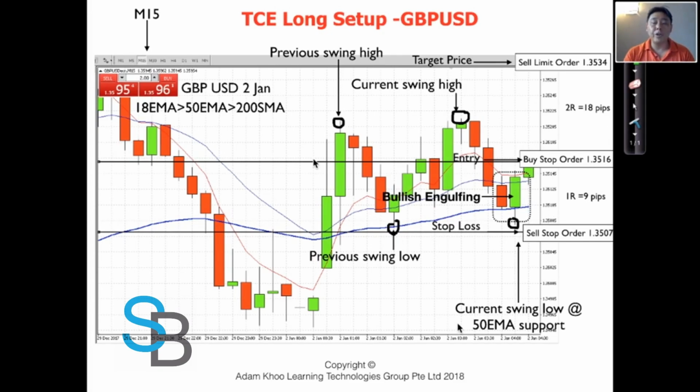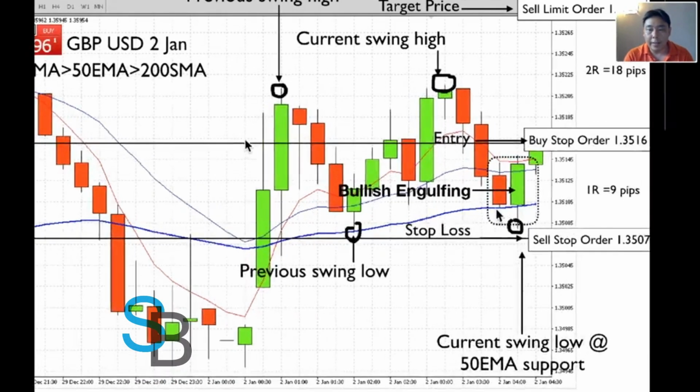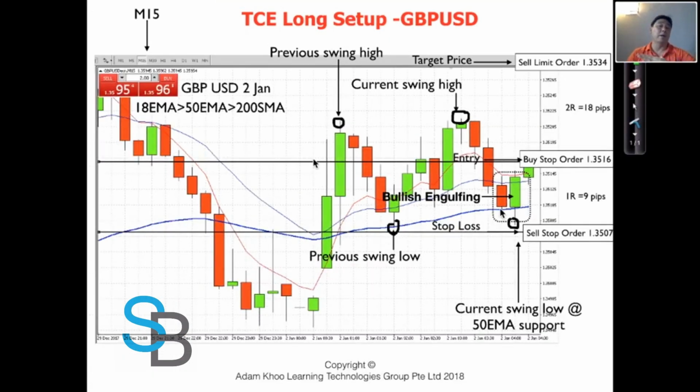Next, moving averages are in sequence, right? So the 18 moving average, this blue line, is above the 50 moving average, and the 200 moving average is below. We've got all that in sequence, and we need to check that the current swing low is at a reliable support level. In this case, it is at the 50 EMA. You can see the 50 moving average acts as a support level. So again, either the moving average is a support or it's a Fibonacci level, right?